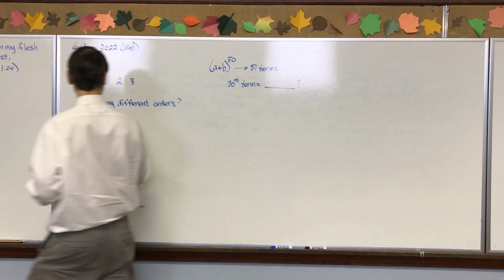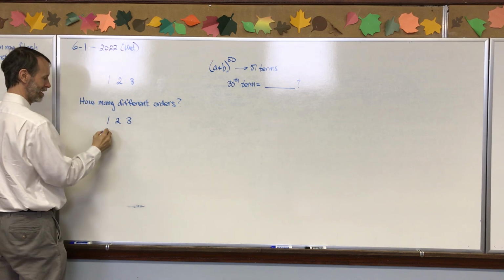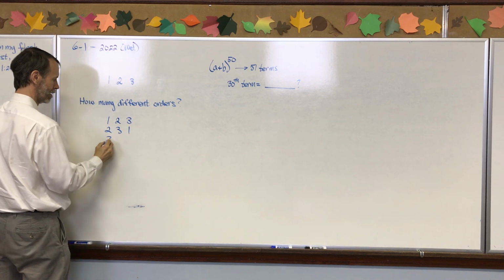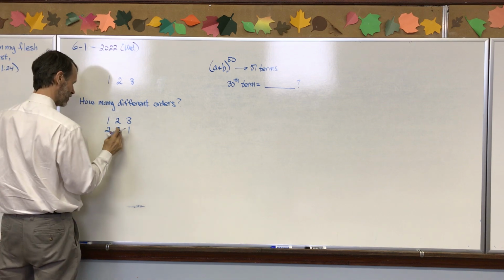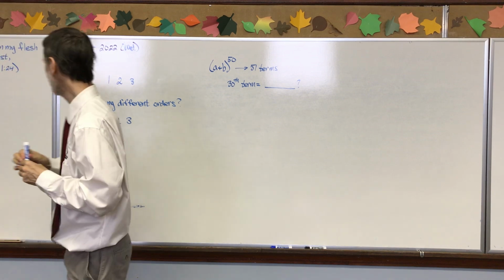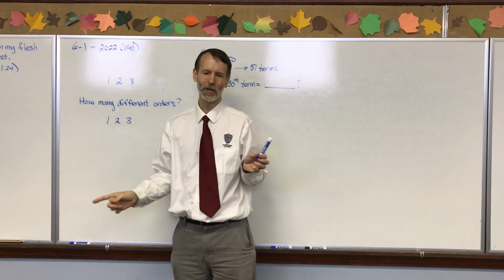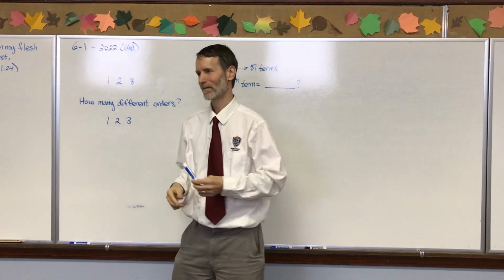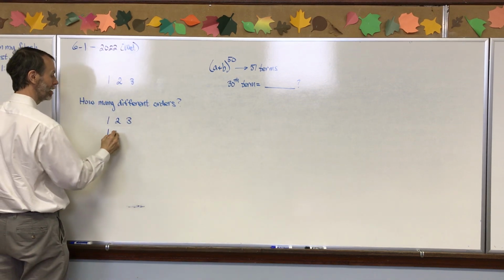Let's list them. 1, 2, 3 is the easiest. 2, 3, 1. 3, oh, well, okay. There's a bit of a danger here. We might miss one if we start jumping around. List all the ones where 1 is in the first spot. There are only 2 possible: 1, 2, 3, and 1, 3, 2.